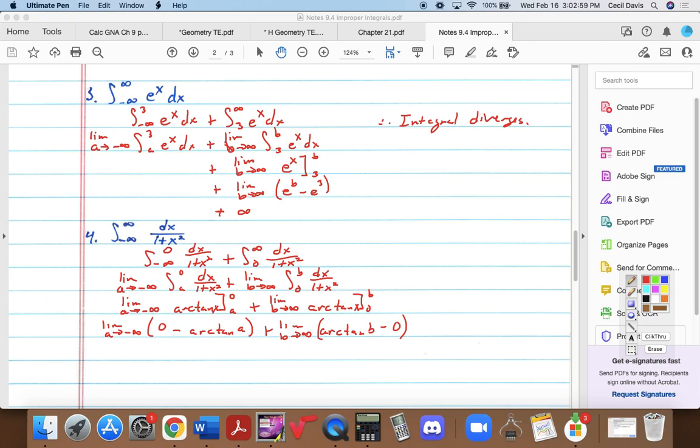What is the arctangent of negative infinity? Where does tangent go to negative infinity is what we're asking there. It has an asymptote at pi over 2, negative pi over 2. So this is going to be minus negative pi over 2, so this is pi over 2. Plus, where does tangent go to infinity? Pi over 2. This is pi.